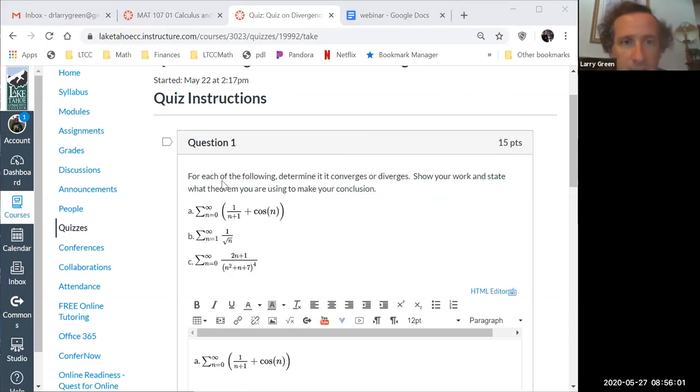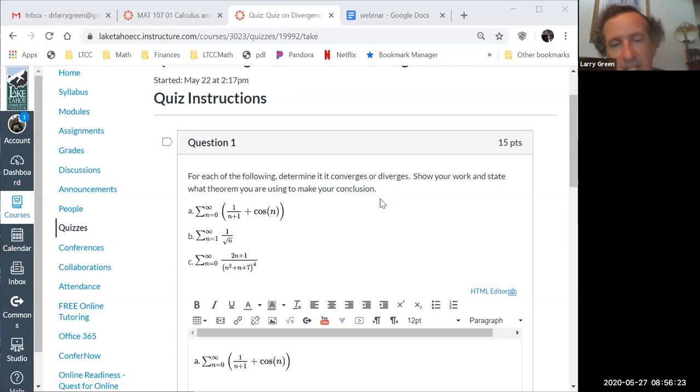Question 1 is: for each of the following, determine if it converges, or diverges. Show your work and state what theorem you were using to make your conclusion. Okay, so we have this first one, which is the summation n equals 0 to infinity of 1 over n plus 1 plus cosine of n.